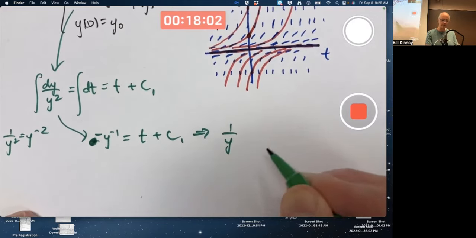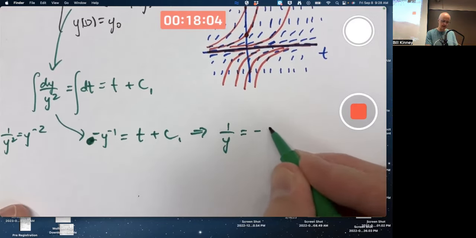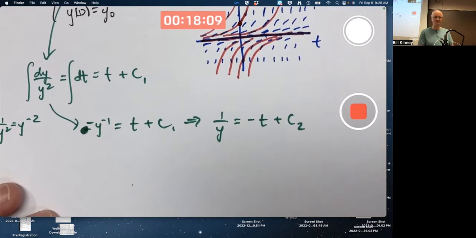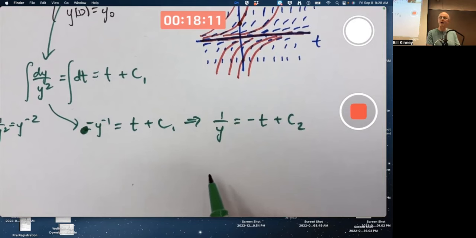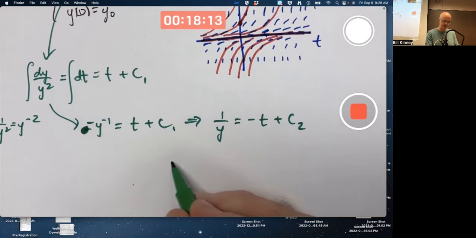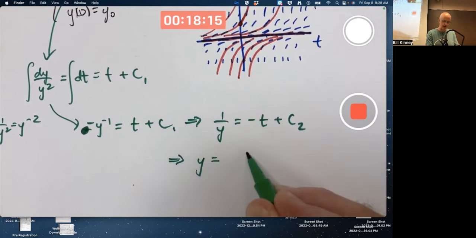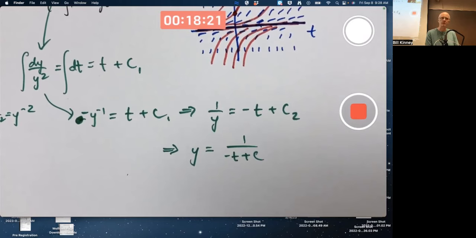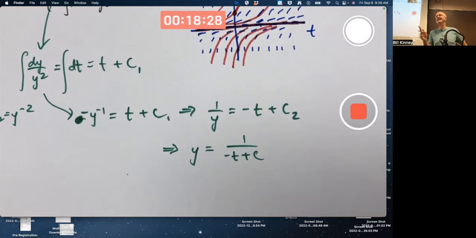Multiply both sides by negative 1 first. And write y to the negative 1, say, is 1 over y. I'll say C2 is negative C1, and just use another constant. Now, take the reciprocals of both sides to solve for y. And maybe I'll just call it C now instead of C2. So there's a general solution.